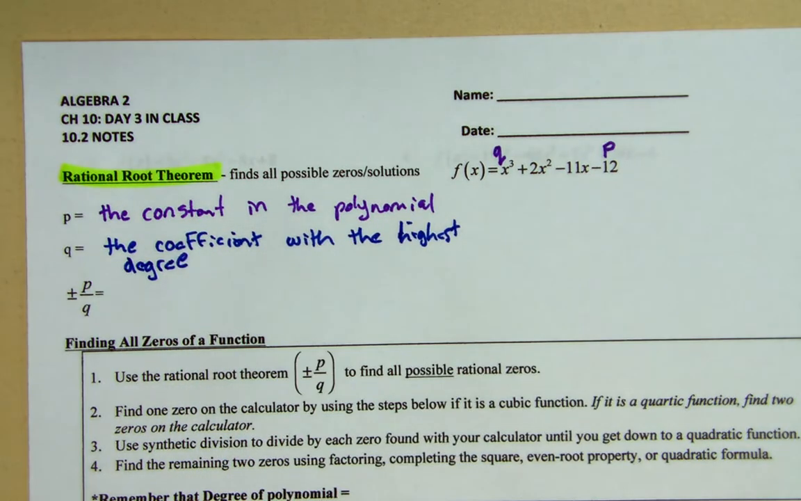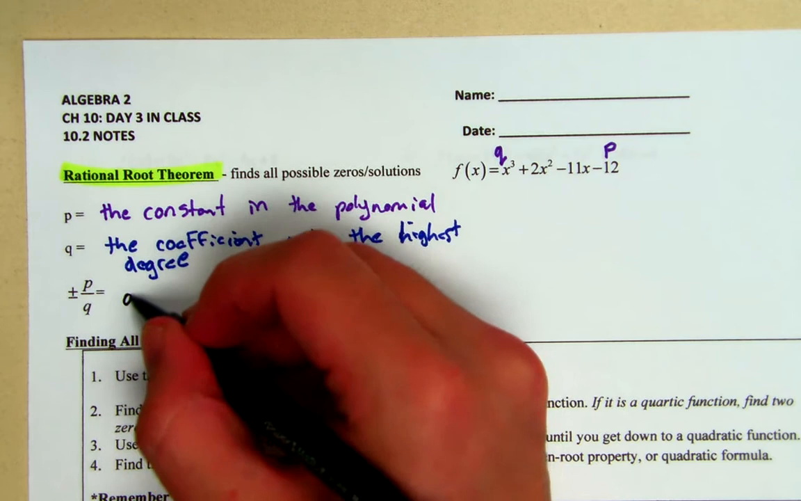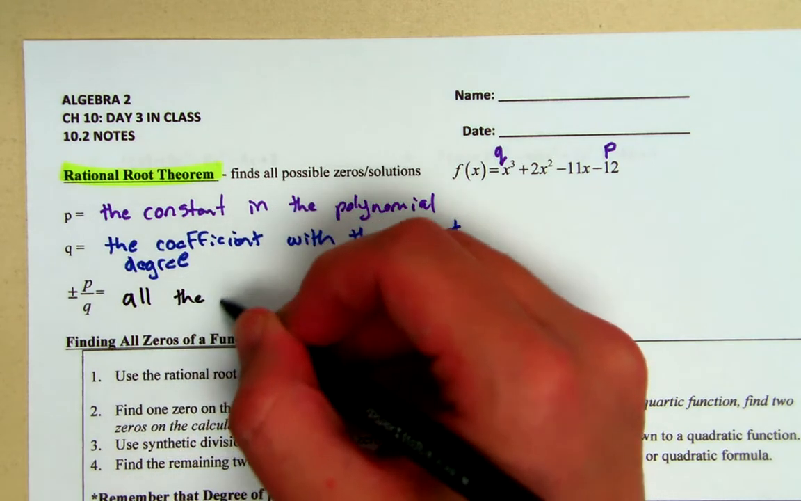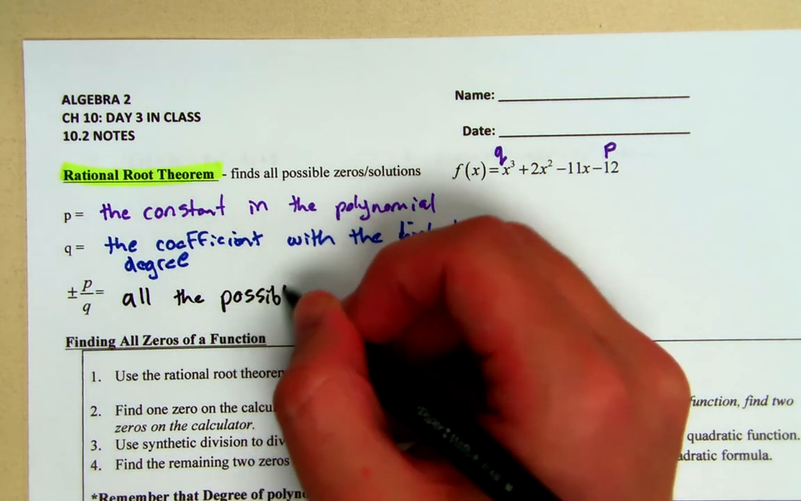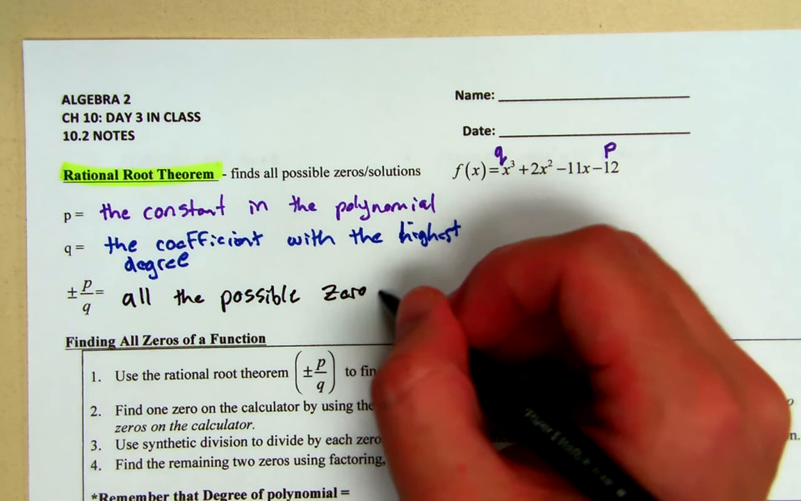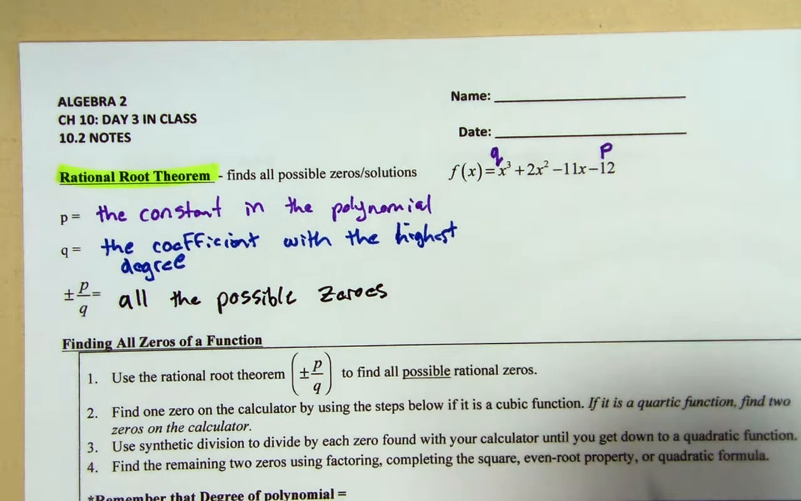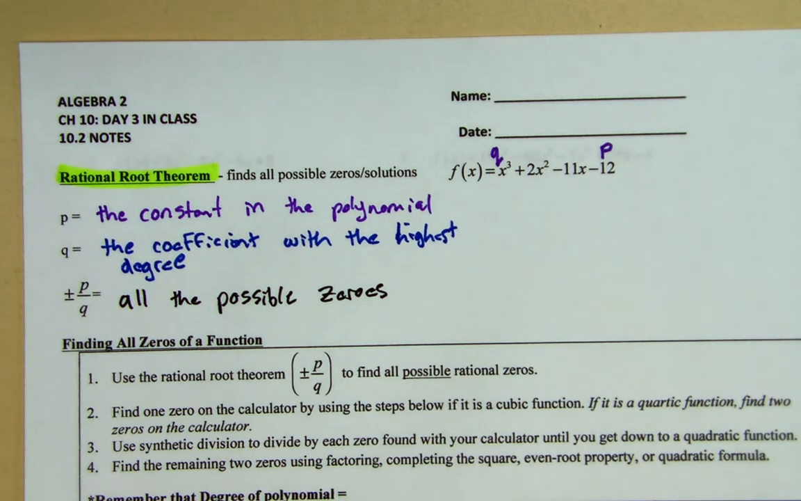And we're going to take those two, we're going to take the factors of P and the factors of Q and make a list of all the possible zeros. Again, this is going to be a lot of numbers in most cases.